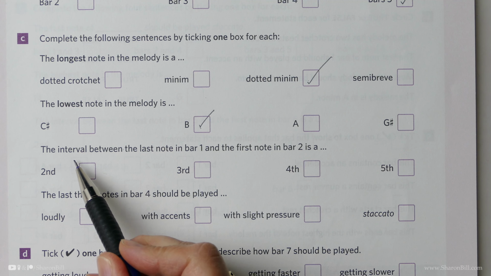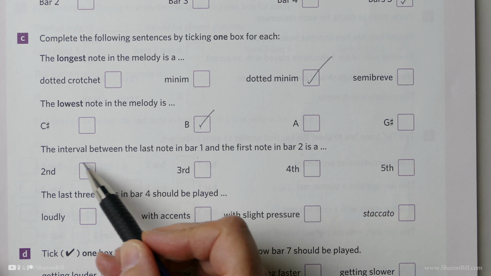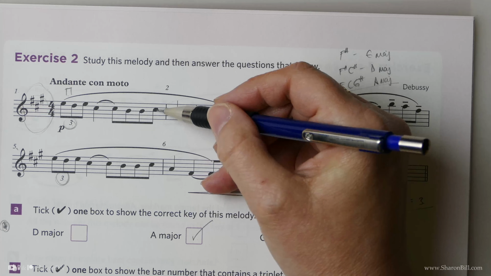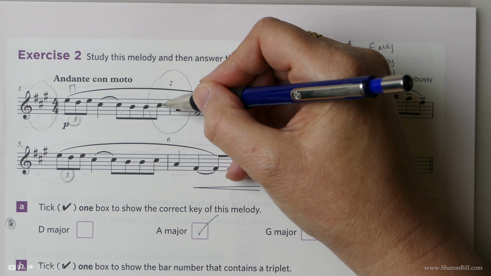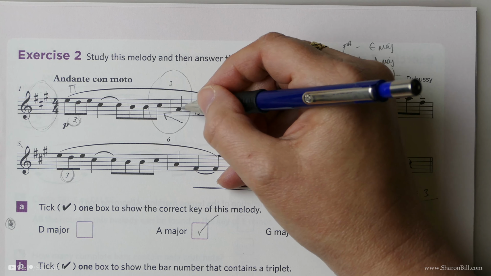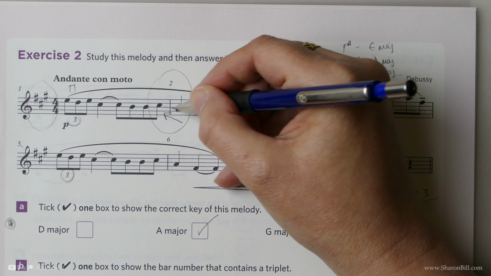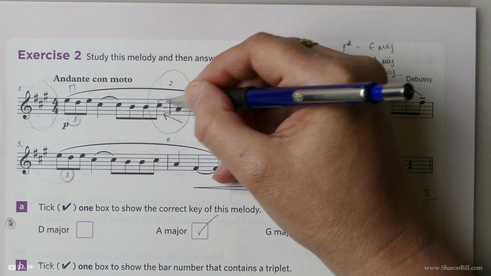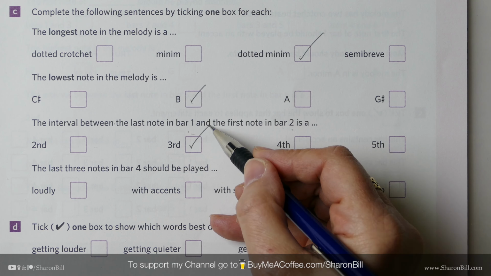Now then, we're asked to find the interval between the last note in bar 1 and the first note in bar 2. So we're counting the distance between these two notes. So the last note in bar 1 and the first note in bar 2. And so although the highest note is here, first we always count from the lowest note up. And don't forget, we always count the lowest note as 1. So we've got to count this as 1. And then we count in space, line, space. So 1, 2, 3. So that there is an interval of a third. And so we can just quickly see that's our correct answer.